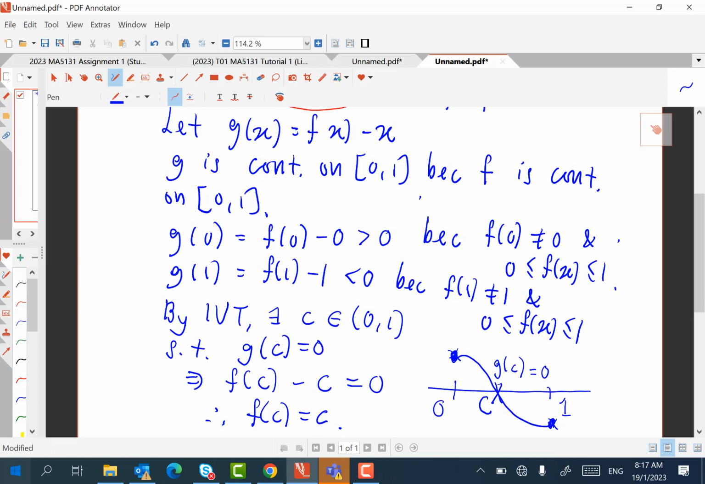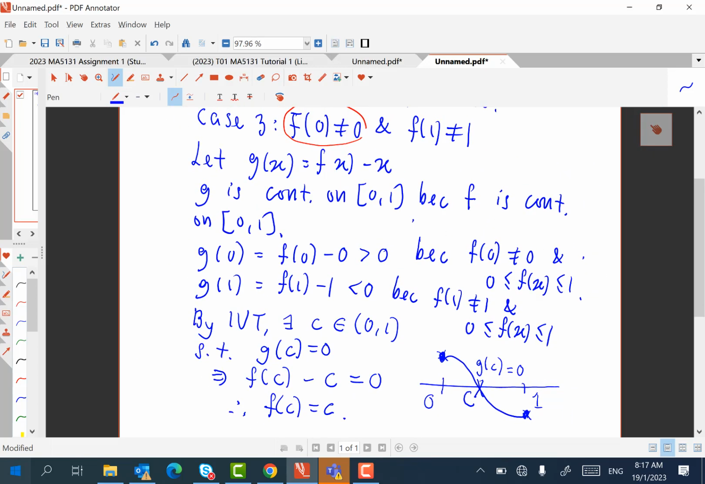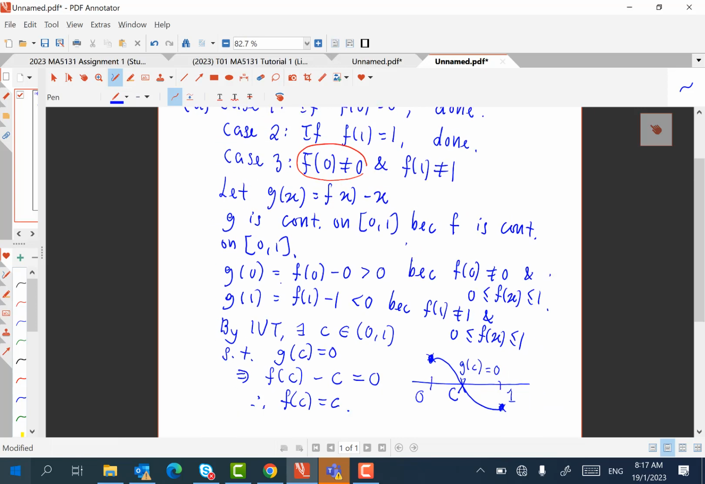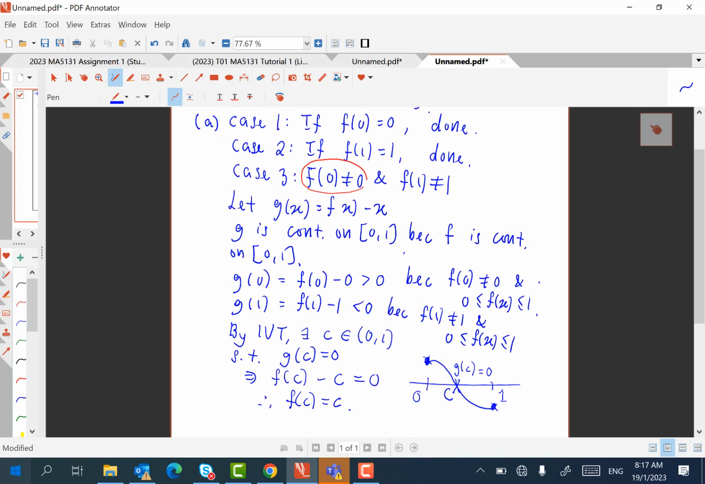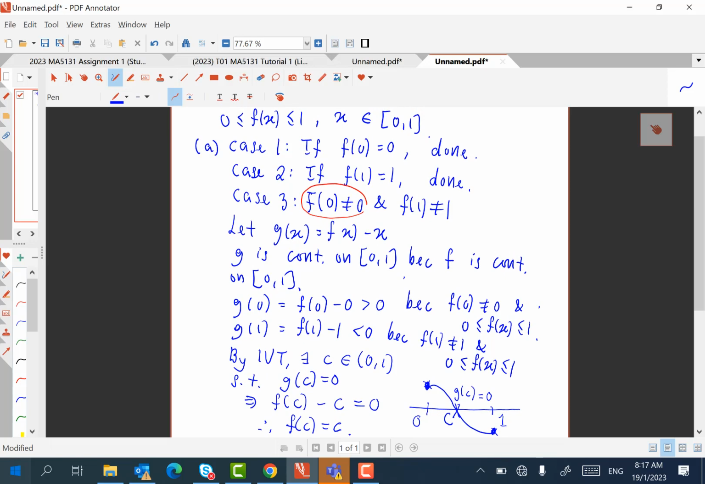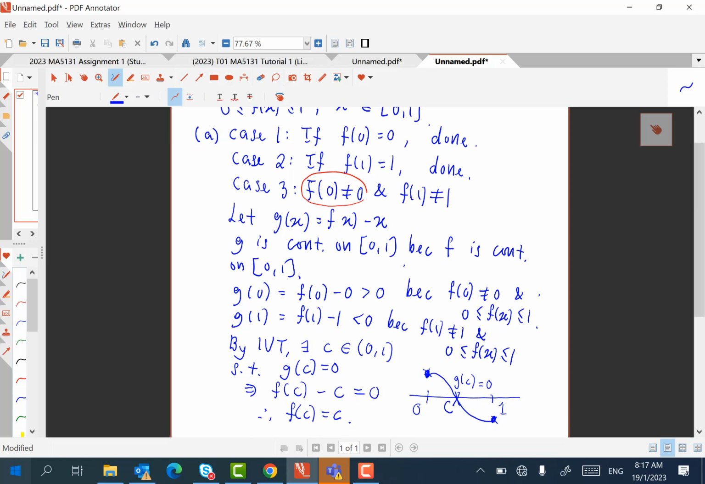Okay, let's pause a moment. So you see an entire page. I beg your pardon?